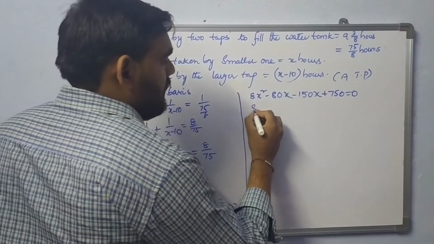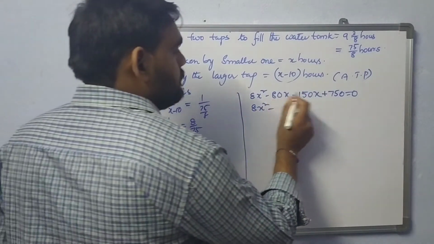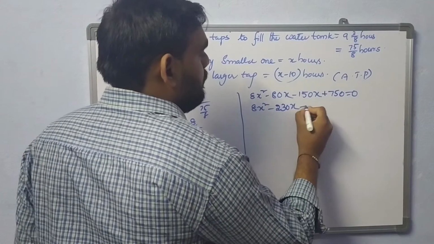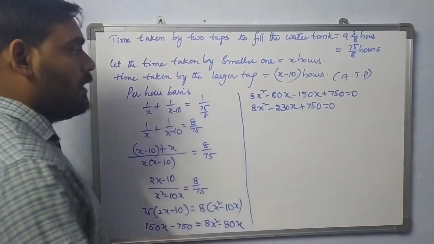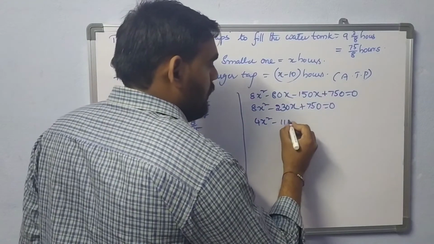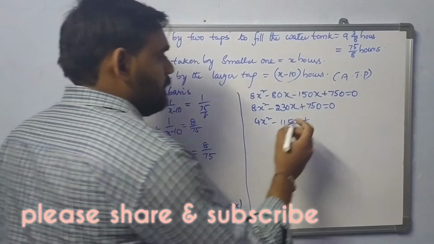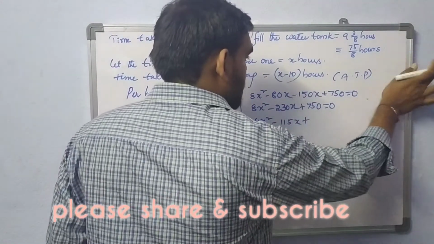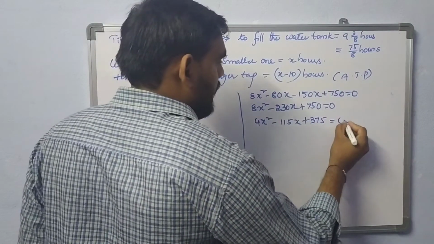Now it will be 8x square minus 80x minus 150x, that is minus 230x, plus 750 is equal to 0. If I take 2 common, we will get 4x square minus 115x plus 750 by 2, so here we will get 375.